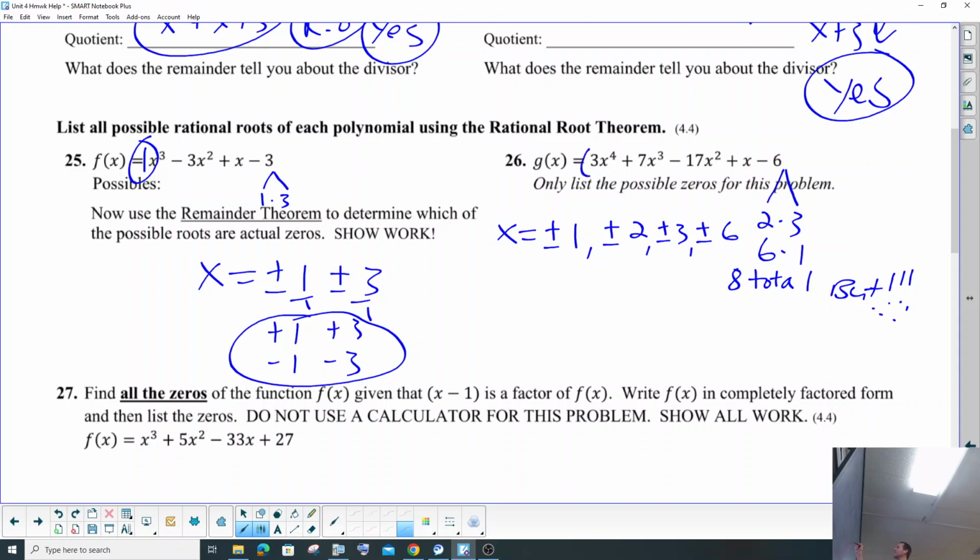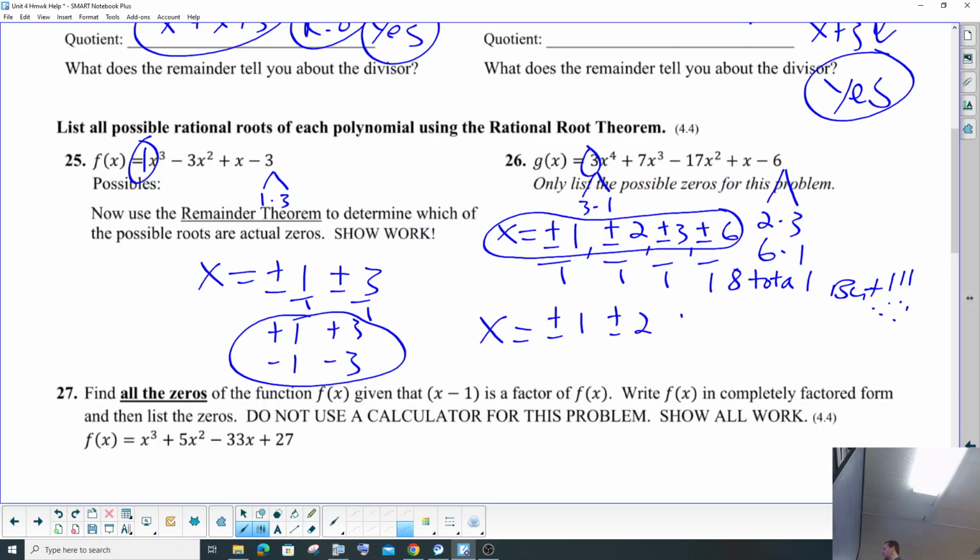But there's also a 3 there. And what are factors of 3? 3 and 1. So these are all divided by 1, so we get those as our answers. But also, you got to take the same exact ones: plus or minus 1, plus or minus 2, plus or minus 3, and plus or minus 6, and we have to divide them by 3. And so this becomes a 1, and this becomes a 2.